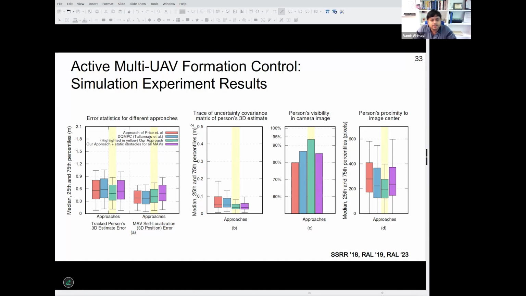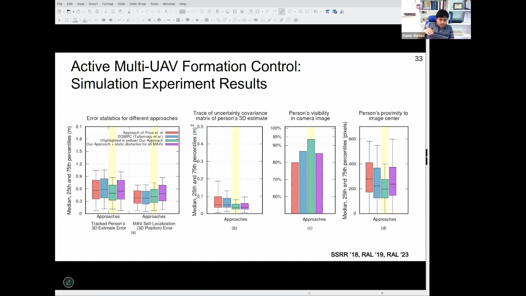So the key takeaway is that our full approach results in the best accuracy compared to baselines where either active tracking was not enabled or collision avoidance was not embedded as a convex constraint. And we also show that as the static obstacles increase, the more static obstacles there are, the more error in the tracking, which is expected.